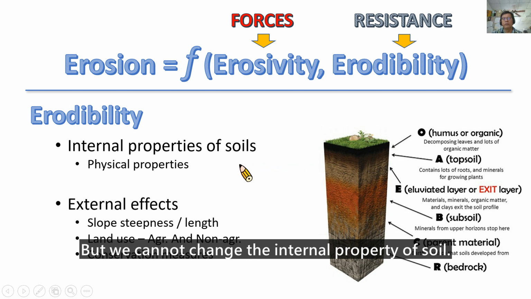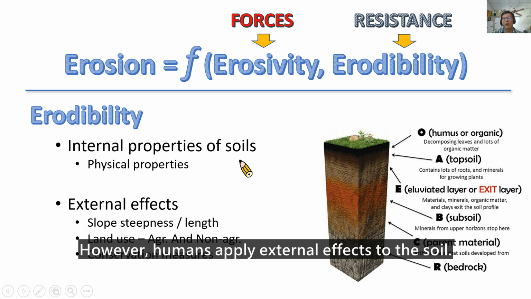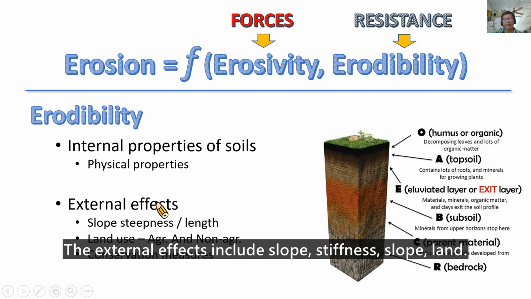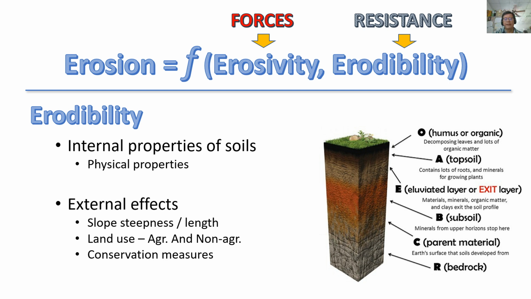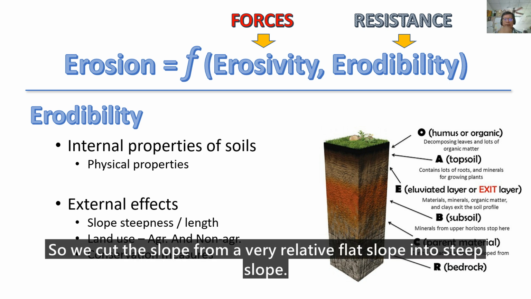But we cannot change the internal property of soil. However, humans apply external effects to the soil. The external effects include slope steepness and slope length. Sometimes we like to develop our hillland based on our needs. So we cut the slope from a relatively flat slope into a steep slope.